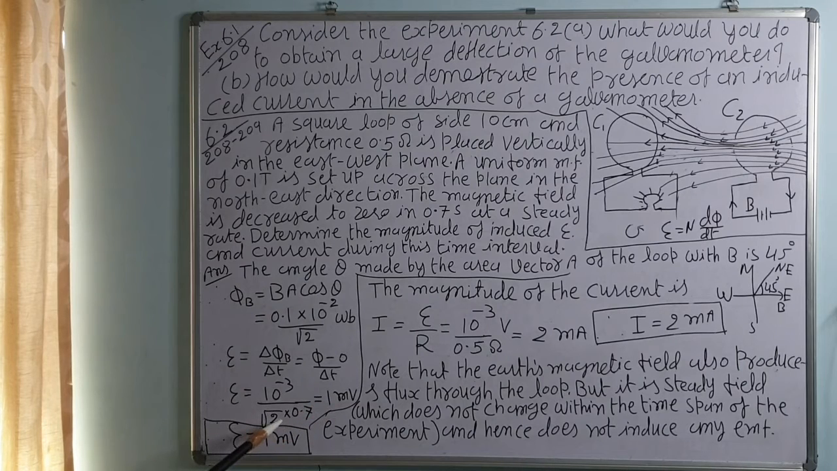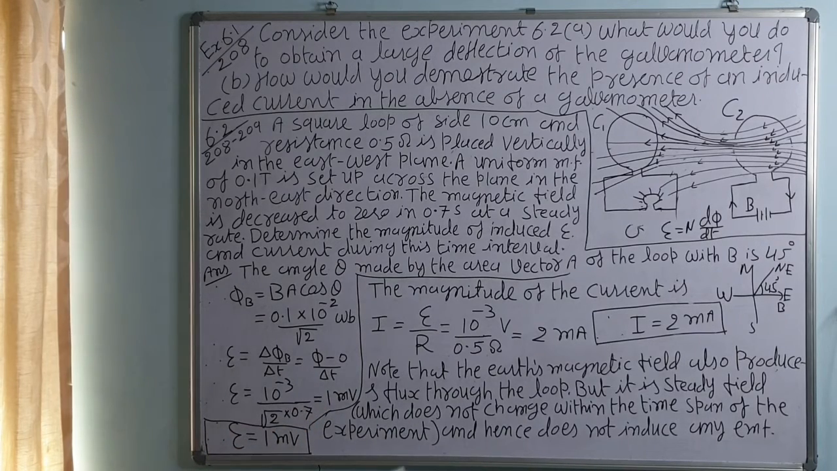Square root of 2 is almost 1.7, and the product of 1.7 and 0.7 is roughly 1. So this ratio will be 10 raised to minus 3, which is almost 1. So 10 raised to minus 3 volt is equal to 1 millivolt. So the EMF induced is 1 millivolt.